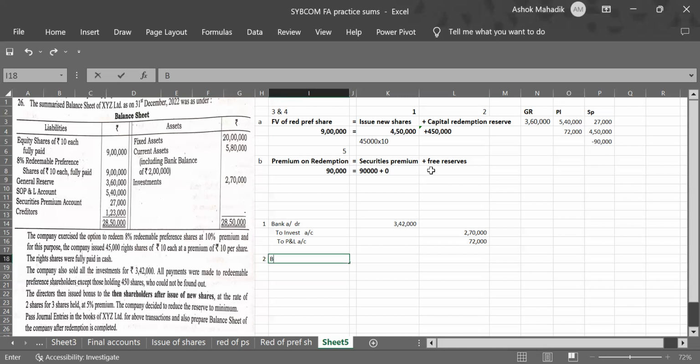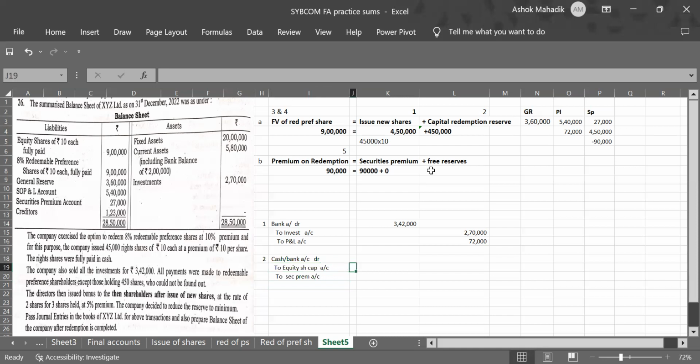Okay. So whenever you sell anything, we write bank account, but here they have said that we have collected money in cash. What I'll do, I'll write cash and bank. Okay, so we'll keep common account, cash and bank account debit, to equity share capital account, and to securities premium account. Okay.